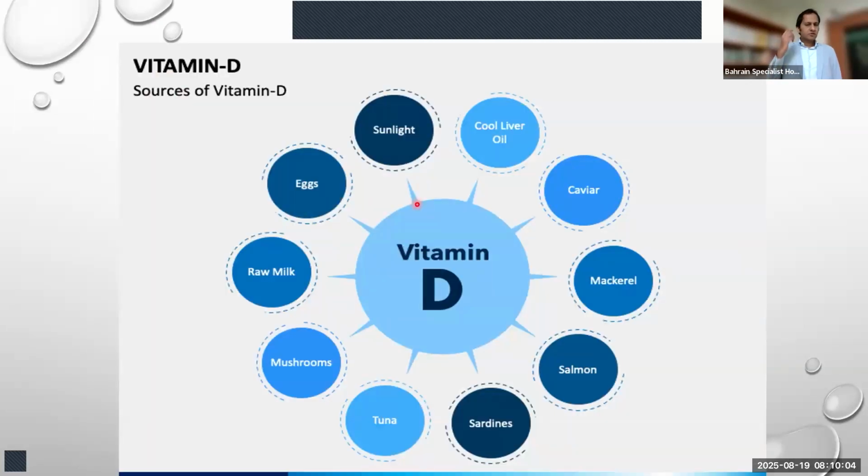If we talk about sources of vitamin D, the rich source in the diet is cod liver oil, and we can get it from sunlight, eggs, raw milk, mushrooms, and certain types of fatty fish. They also contain vitamin D.